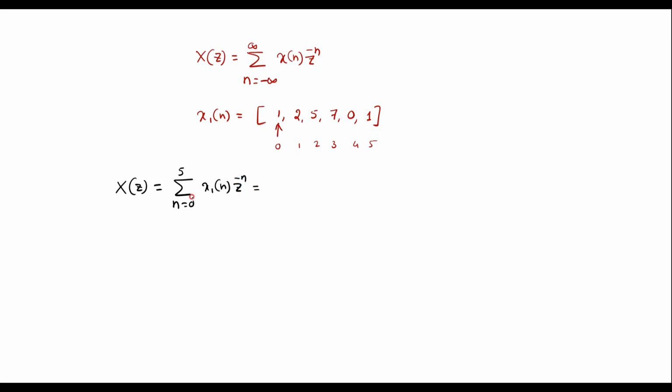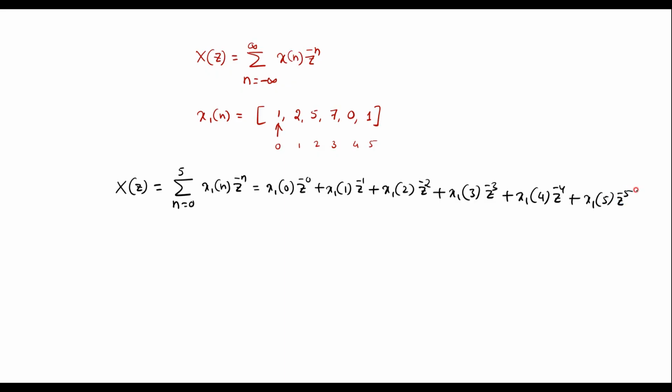Let me expand this. So for n equal to 0, it will be x1 of 0 z power minus 0 plus x1 of 1 z power minus 1 plus x1 of 2 z power minus 2 plus x1 of 3 z power minus 3 plus x1 of 4 z power minus 4 plus x1 of 5 z power minus 5.